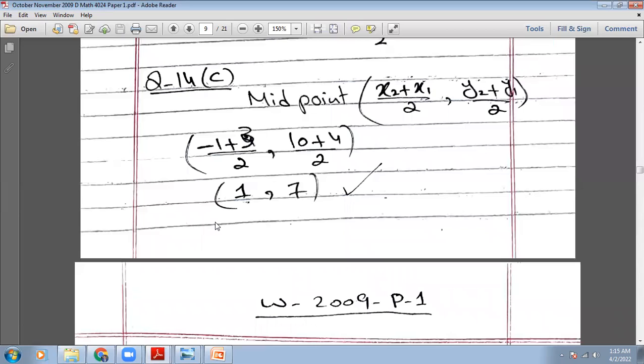Then the question is find the midpoint of PQ. You can find the formula, it is very simple: (x2 plus x1) by 2, (y2 plus y1) divided by 2. So you will have minus 1 plus 3 divided by 2. So it will be 2 by 2 and it will be 1. 10 plus 4 divided by 2 will be 14 by 2 and that will be 7. So the midpoint of the line PQ will be (1, 7).